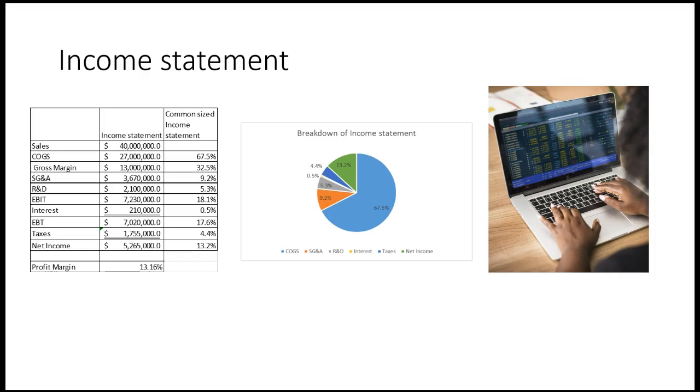Now, the second value of common sizing is when you're doing it within the company, looking at it vertically along with horizontally, meaning you're looking at multiple years. Instead of one column, you will have 3 or 4 or 5 columns. You can see the trend.